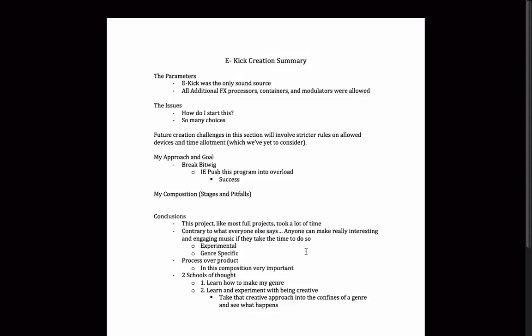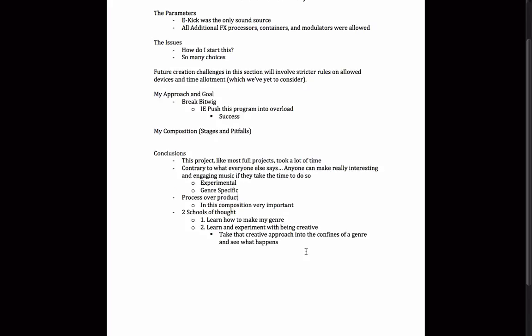You can make any genre you want to make with very limited tools if you know how to use them. Again, I emphasize process over product. In this composition for me, that was obviously very, very important because I ran into a number of pitfalls along the way. And I had to remind myself, this is about the process. This is about trying to break Bitwig. This is about trying to do something a little bit different. Not so much about how is this going to sound at the end.